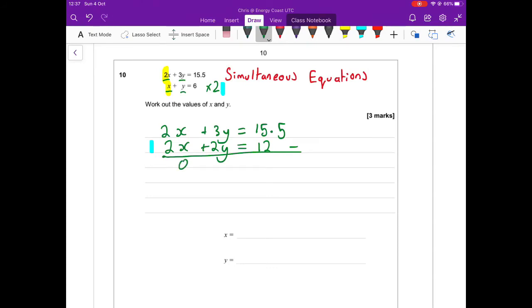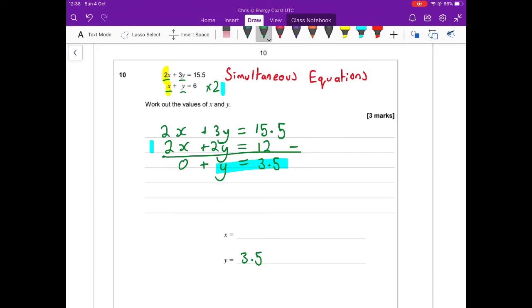3y take away 2y is y. Okay, I'm just going to write plus here. I didn't really need to write 0 at the front. Okay, equals 15.5 take away 12, which is 3.5. So this equation is just telling me that y equals 3.5. So I'm going to write this straight away in the answer bit.